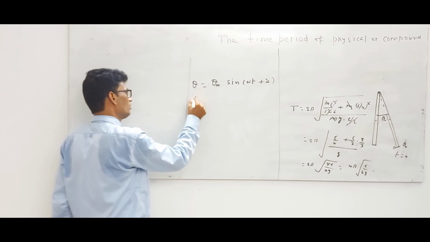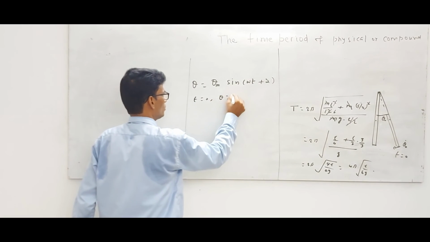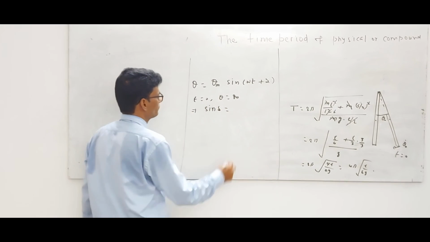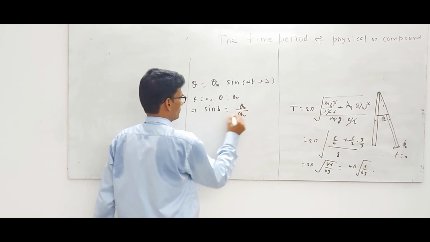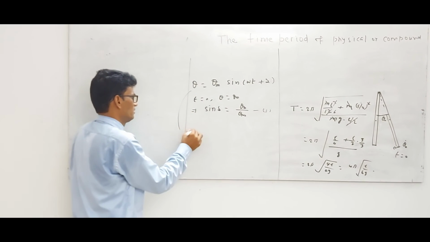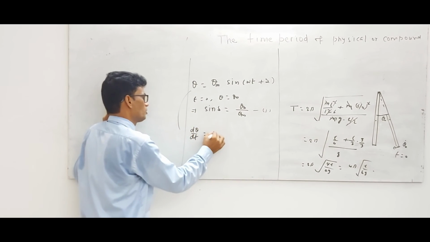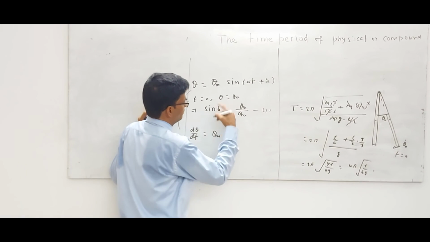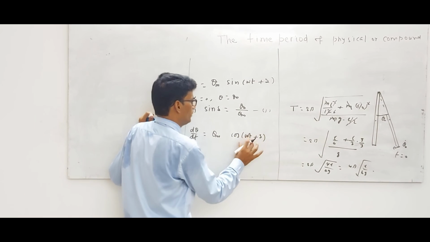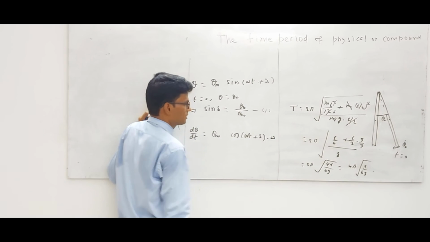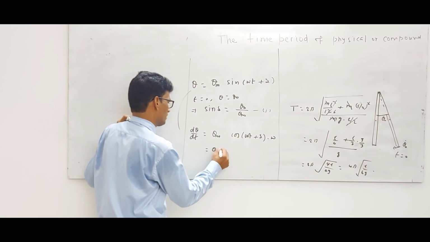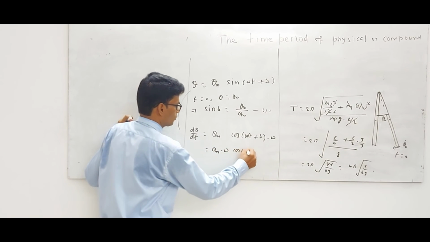At t equal to 0, theta is equal to theta naught. This implies sin delta is equal to theta naught over theta maximum, say taken as 1. Now we differentiate it. d theta over dt comes out to be theta maximum times the derivative of sin, which gives cos(omega t plus delta). Omega t plus delta gives omega, and delta is constant, dt over dt is 1. So this comes out to be theta maximum omega cos(omega t plus delta).